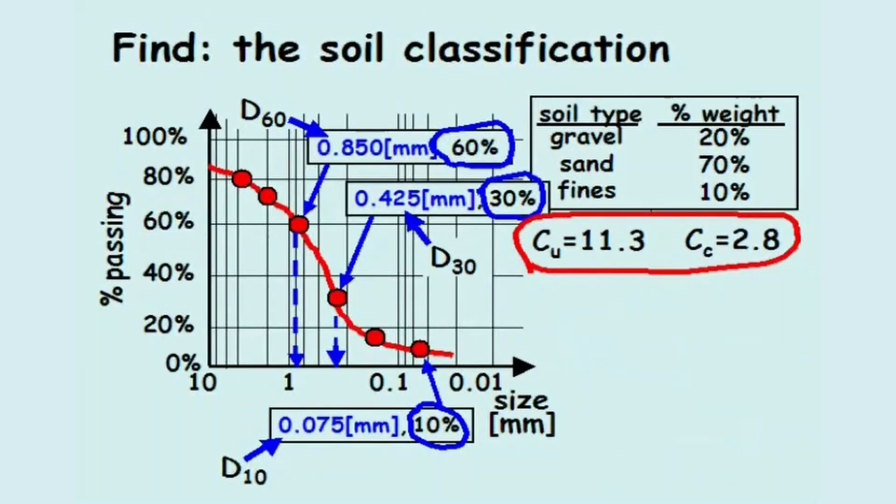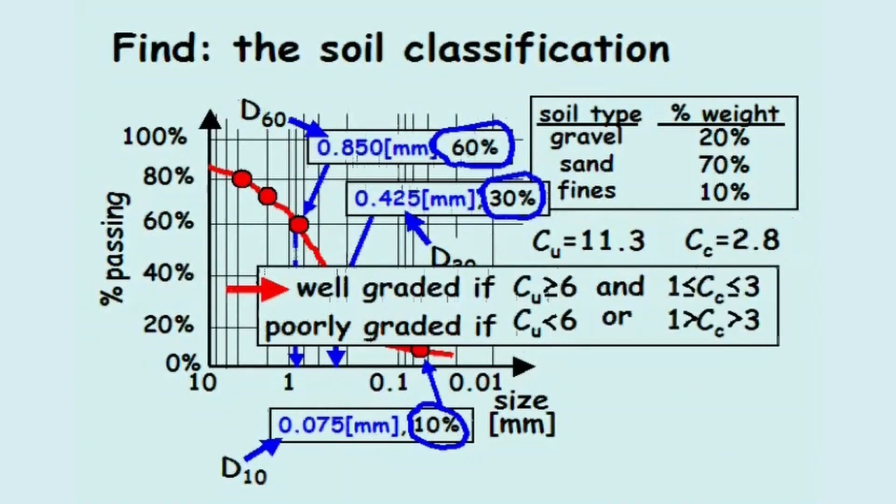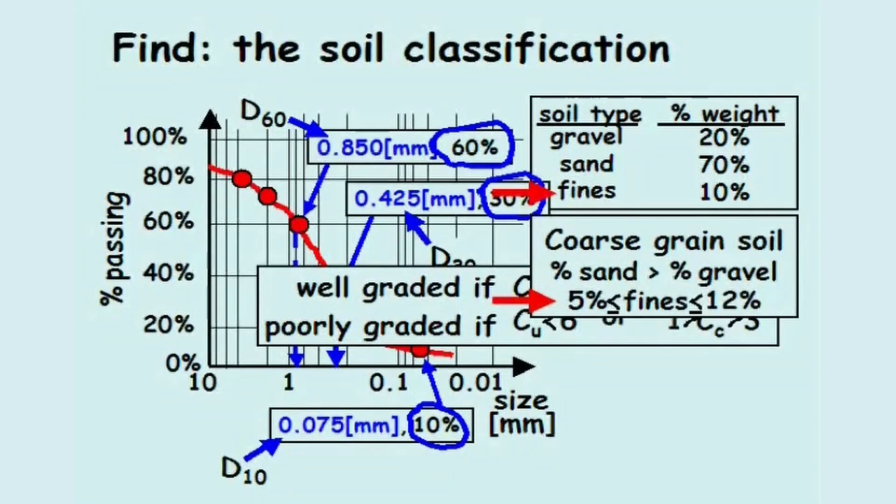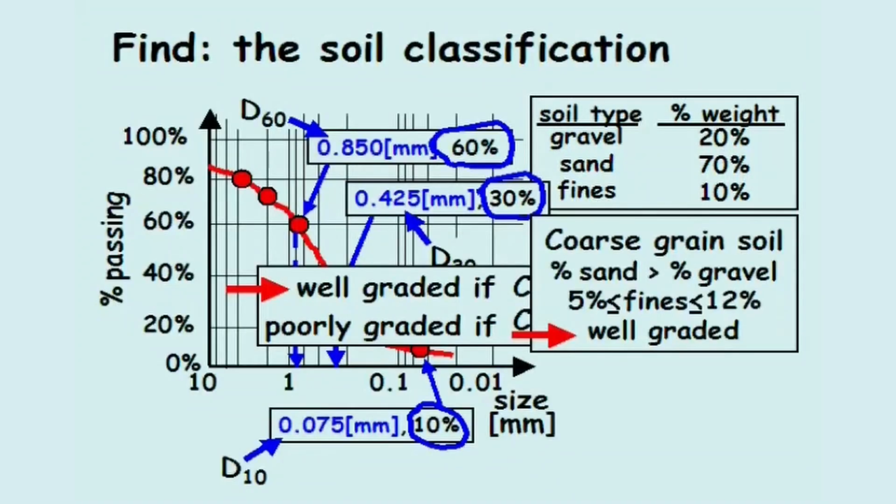Based on the ASTM standards, the sand is well graded if the coefficient of uniformity is at least 6, and the coefficient of curvature is at least 1 and at most 3. It turns out this sample is well graded. So far, we have a coarse grain soil, which is a sand, having 10% fine grain material, and is well graded.